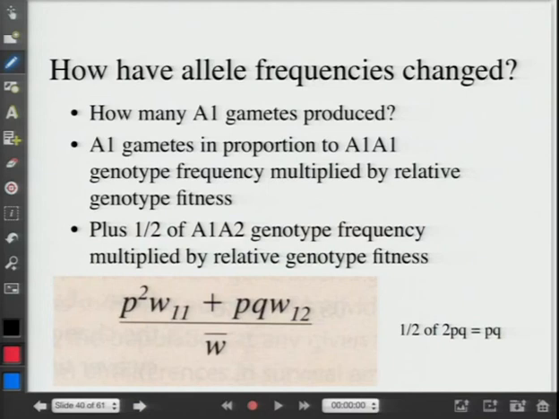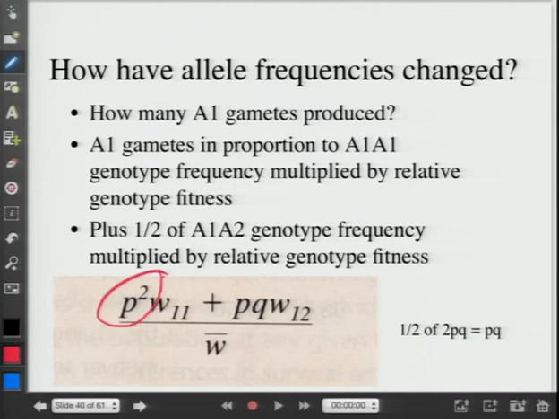So, can we describe in a way that quantitatively predicts how allele frequencies change over time? If we want to know, for example, how many A1 gametes are produced, well, it's going to depend on how many A1 individuals there are in the population and the fitness of the A1 genotype. And it's also going to depend on how many heterozygotes there are and the fitness of heterozygotes. Right? A1 gametes are produced by A1 homozygotes exclusively and by heterozygotes. How many of these alleles are produced depends on how many of those individuals there are and what their fitnesses are.